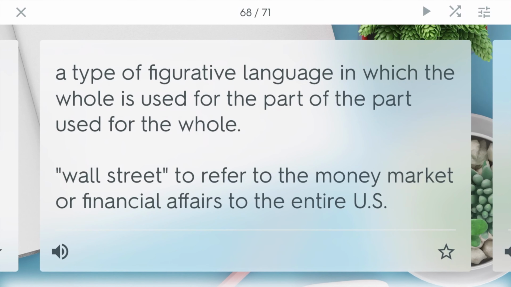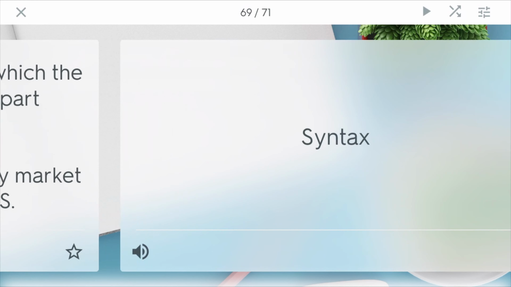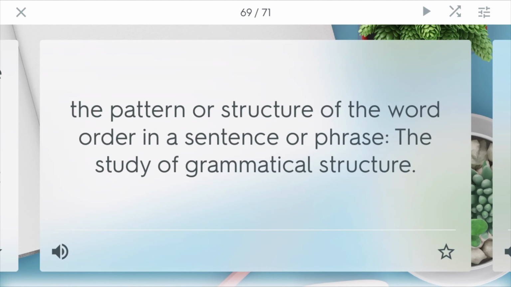Synecdoche is a type of figurative language in which the whole is used for the part, and the part is used for the whole as well. An example would be Wall Street, which is used to refer to the money market or financial affairs of the entire United States. Syntax is the pattern or structure of the words in a sentence or phrase. It's the study of grammatical structure.